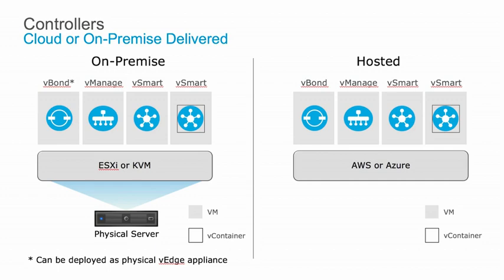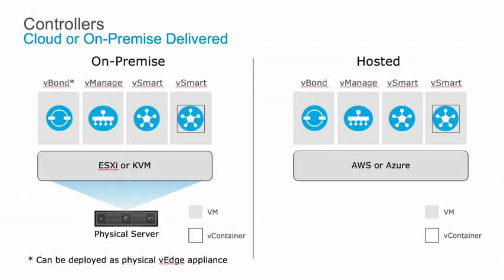vBond Orchestrator can be deployed as a vEdge Cloud instance with activated vBond process. vManage is deployed as a virtual machine, and vSmart controllers can be deployed as either a virtual machine or containers. Container deployment is done using vContainer image within Docker.